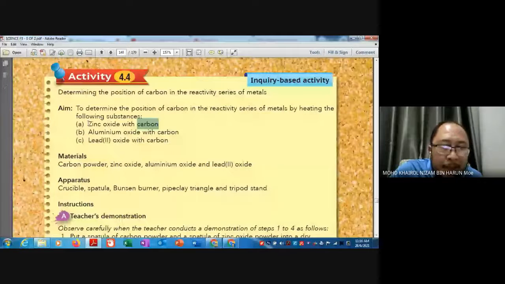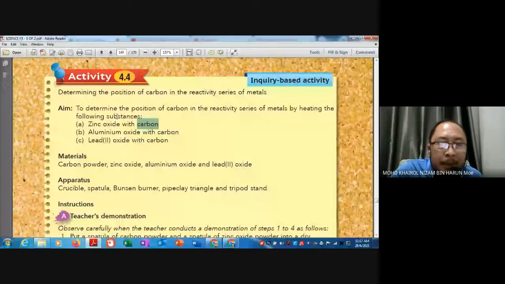So when zinc oxide can react with carbon, zinc oxide is a compound and carbon is an element. So when an element can react with a compound, it means that the element is more reactive than the metal in the compound itself.